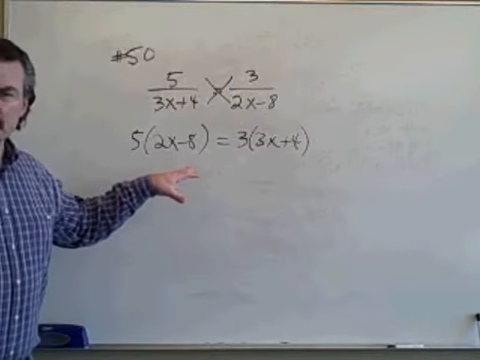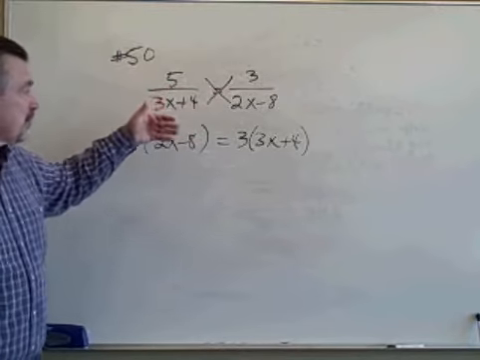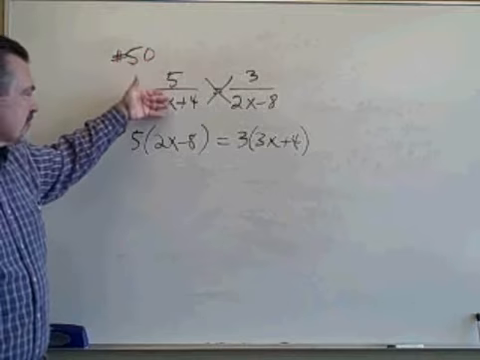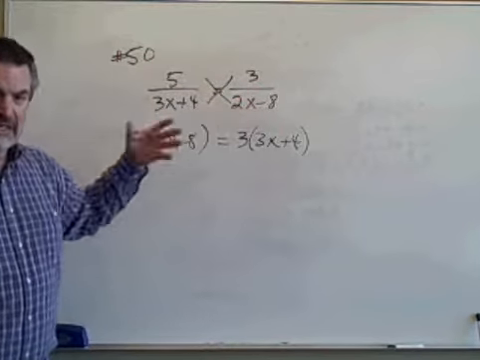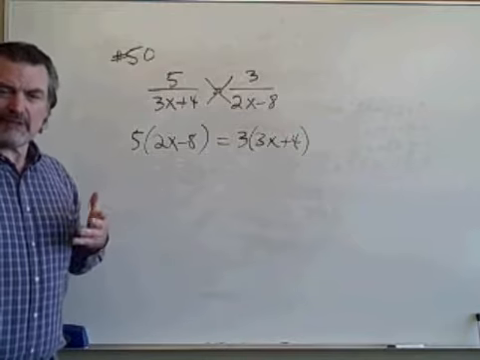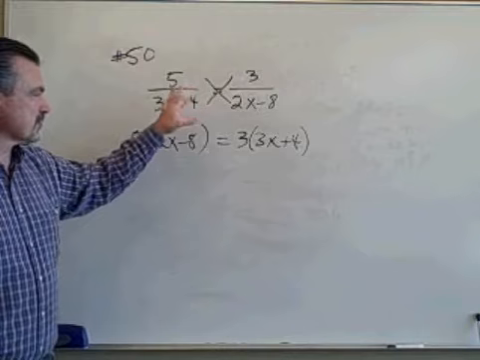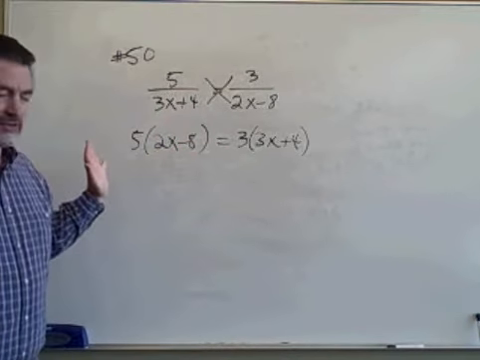And this cross multiplication can only be done when we have a proportion. And a proportion is a single fraction, no other terms, just a single fraction, equals a single fraction, no other terms. If you have that, you have a proportion, you can solve it by cross multiplying. You take the cross products, set them equal to each other, creating a new equation to solve.